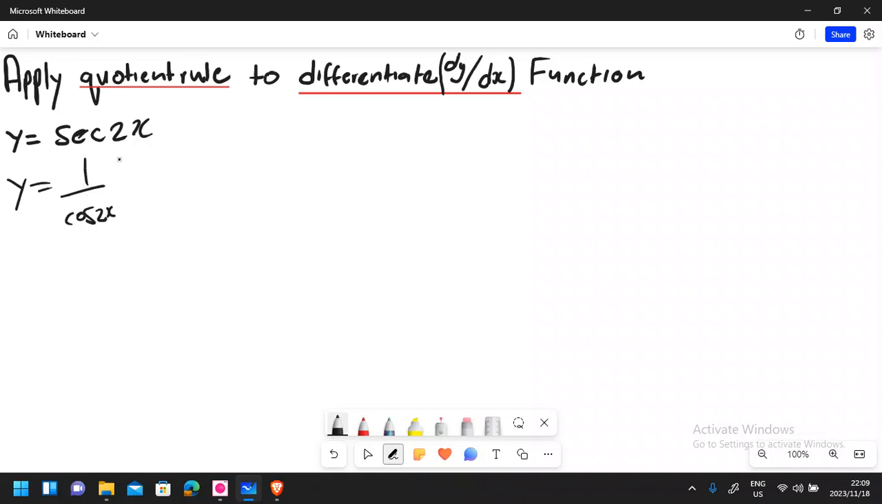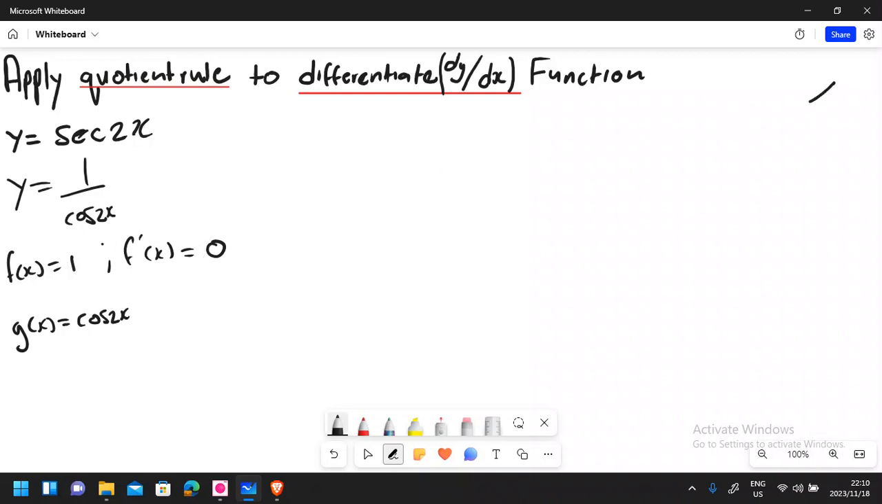So what we need to do now is identify f of x and g of x. Remember, f of x is always the numerator, so it's going to be 1, and g of x is the denominator, which is going to be cos 2x. Now remember, we need to differentiate these two. So f prime of x, since this is a constant, is going to be 0. Remember, when it's a constant guys, it's going to be 0. We are differentiating in terms of x, so we don't have x here, hence this is 0.